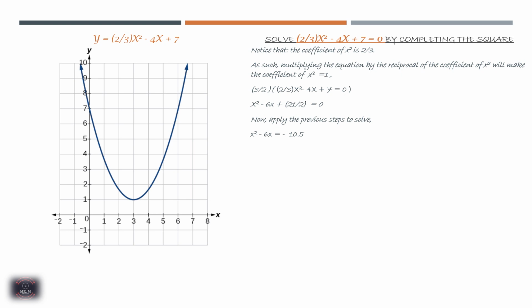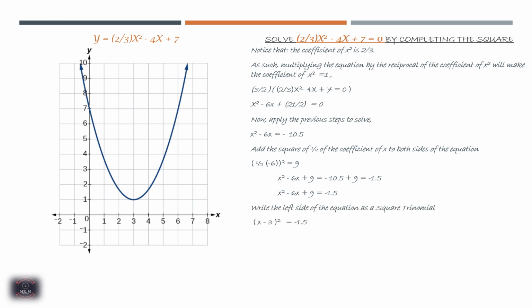Move the constant term plus 10.5 to the right side of the equation to get x squared minus 6x equal to negative 10.5. Adding the square of half of the coefficient of x to both sides of the equation gives x squared minus 6x plus 9 equal to negative 10.5 plus 9, which in turn is equal to negative 1.5. Now, write the left side as a square trinomial. x minus 3, the whole thing squared, is equal to negative 1.5.